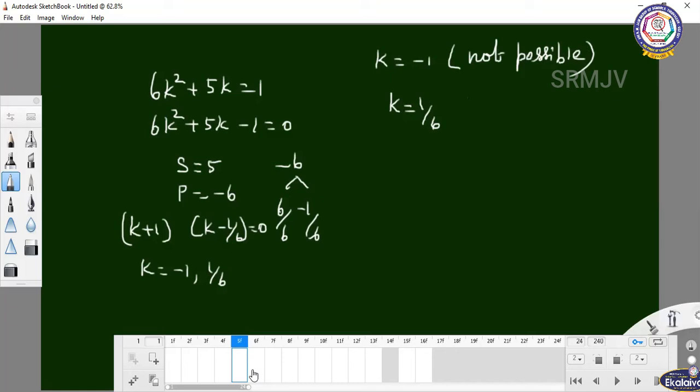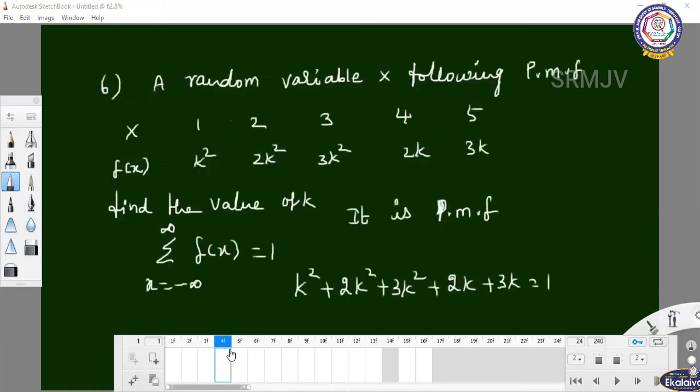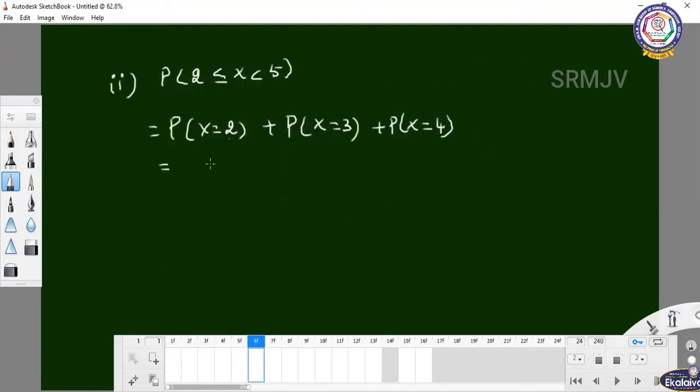What is the second subdivision? 2 less than or equal to x less than 5. What is the meaning of that? P of x equal to 2 plus P of x equal to 3 plus P of x equal to 4. What are the values for these? For x equal to 2, 3 and 4 we have 2k square, 3k square and 2k. So 2k square plus 3k square plus 2k, that is 5k square plus 2k.